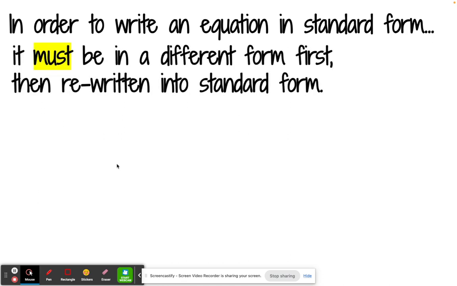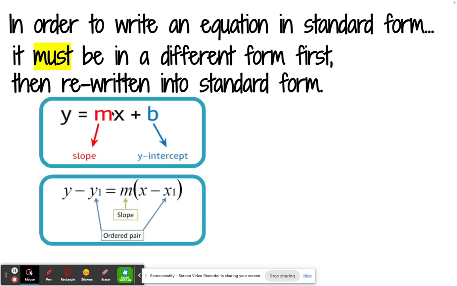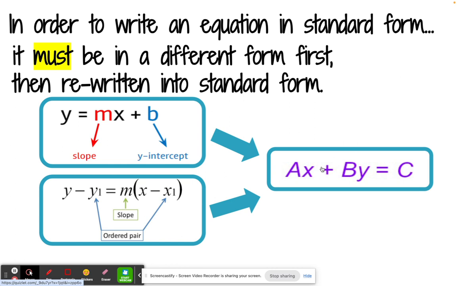So remember, in order to write an equation in standard form, it has to be in a different form first, and then rewritten into standard form. Slope-intercept form it can be, and it can be in point-slope form. And then get it to ax plus by equals c.